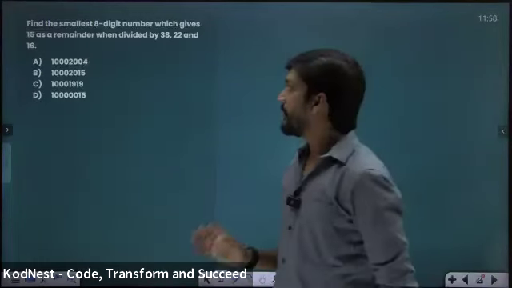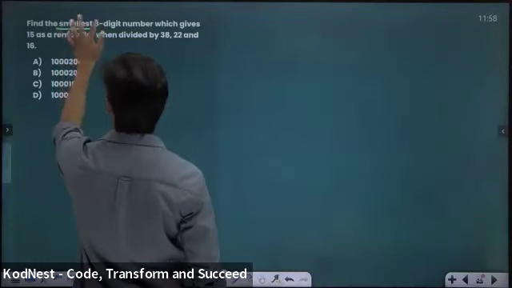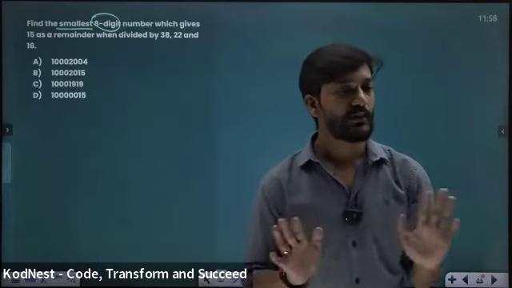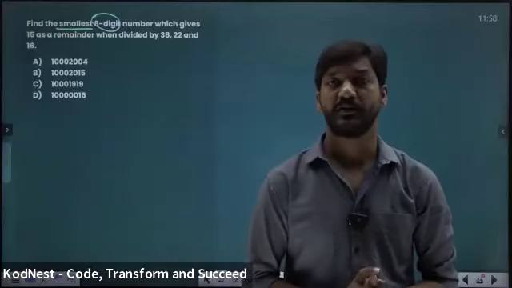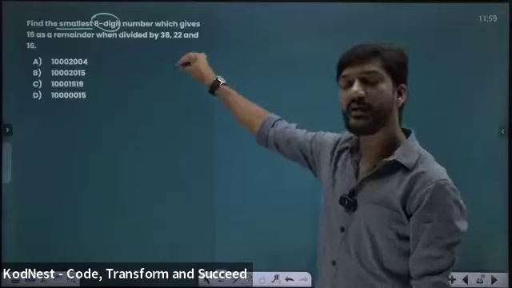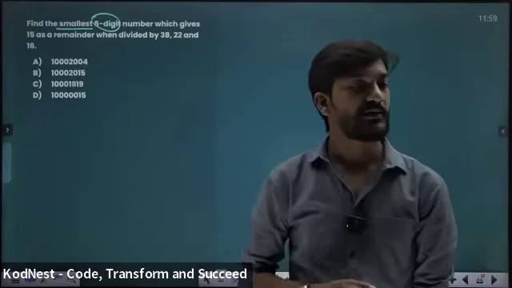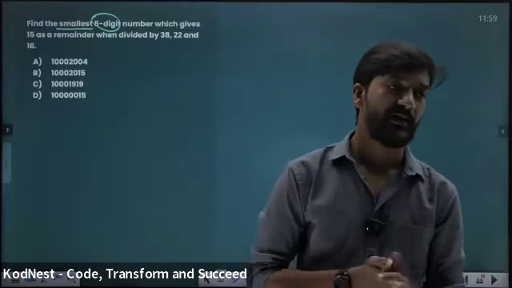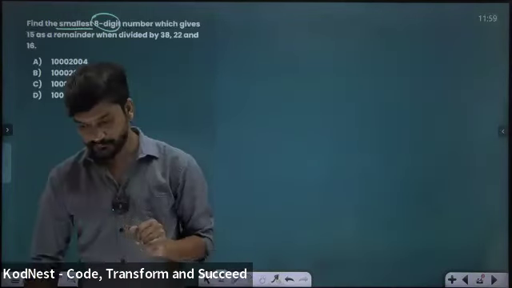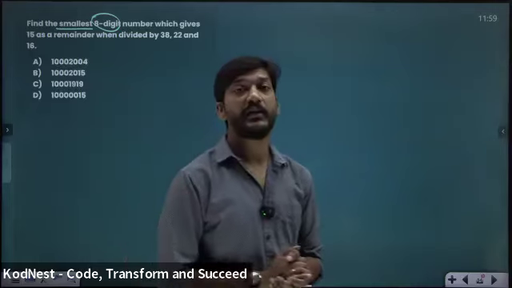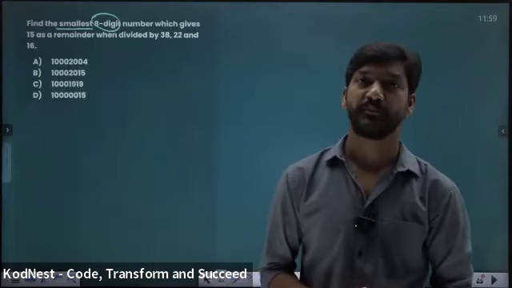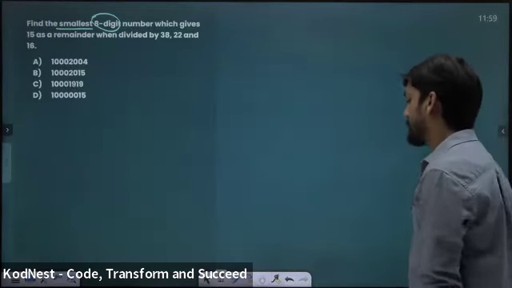Are they asking least? No. Okay, smallest means least, but what is this? One more condition is there. So no, they are not asking you least. It seems so, but it is not. So will you apply the same formula, LCM plus remainder? Will you get your answer? No. Even if you apply it, even if you calculate the LCM and try to do it, it will be a very lengthy process.